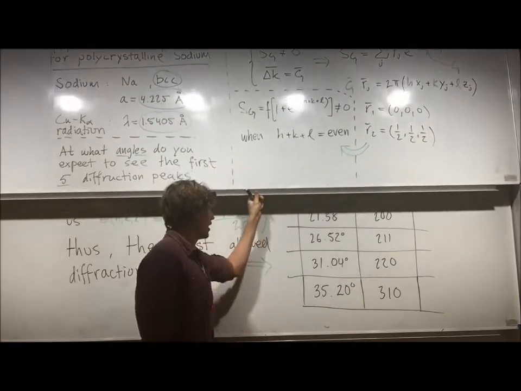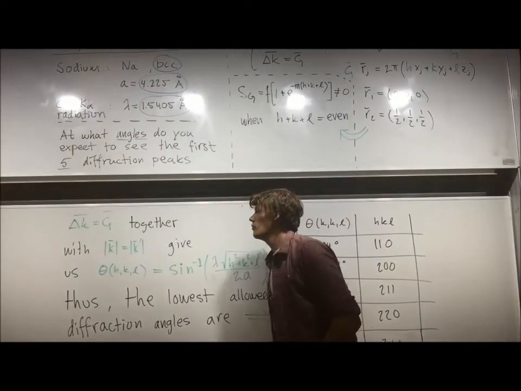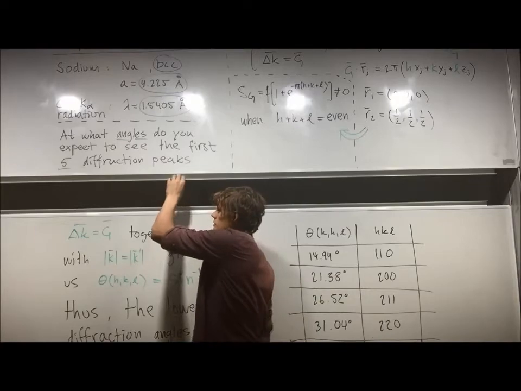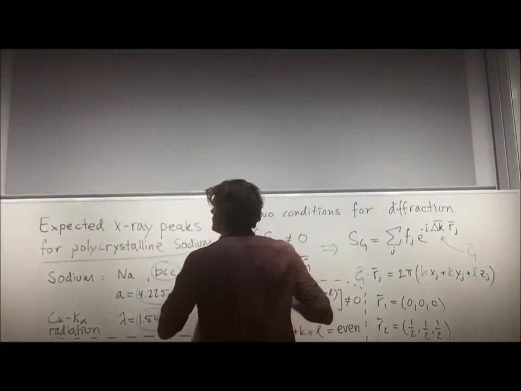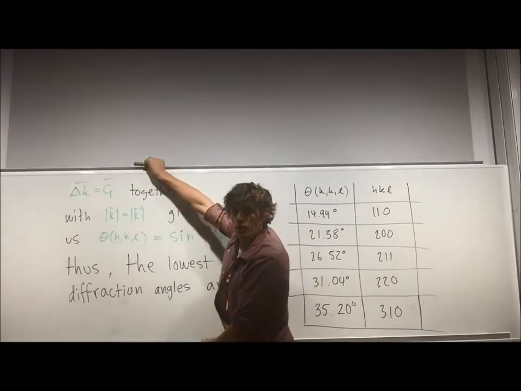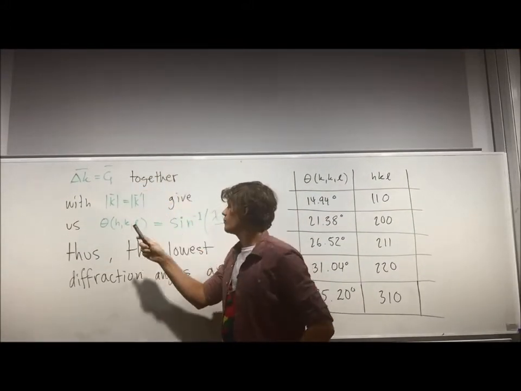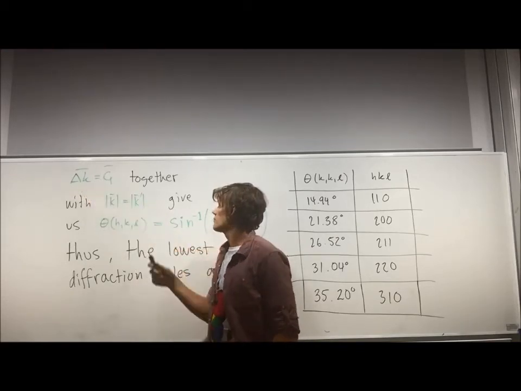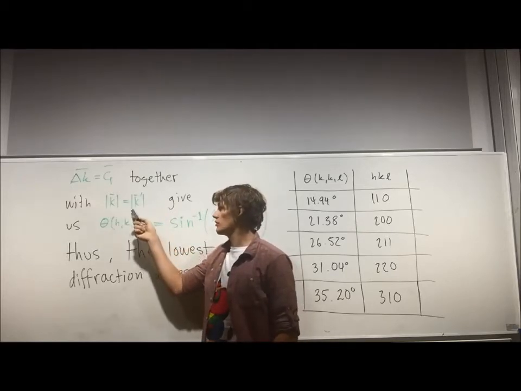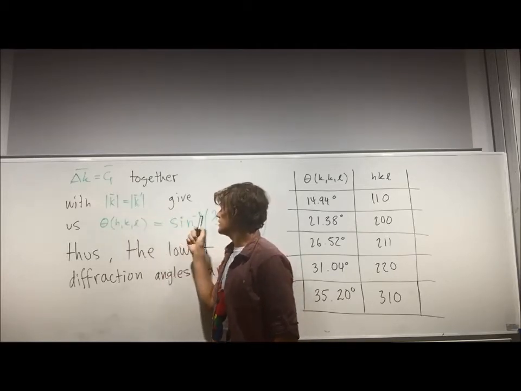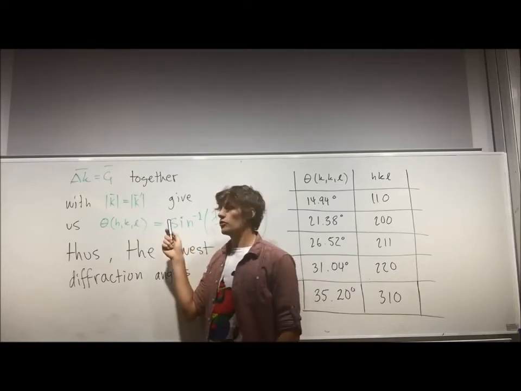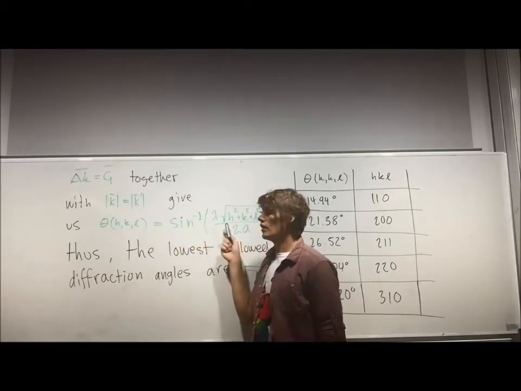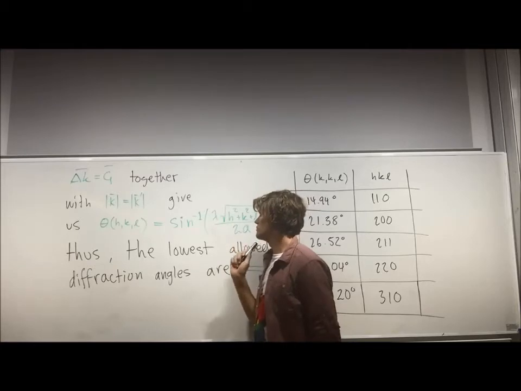And in order to calculate what angles we're supposed to see, we use the fact that the change in wave vector just has to be equal to a reciprocal lattice vector. And you use that together with the conservation of momentum. This is a good exercise to do at home. You can calculate the expected angles for a given plane with the Miller indexes h, k, and l.